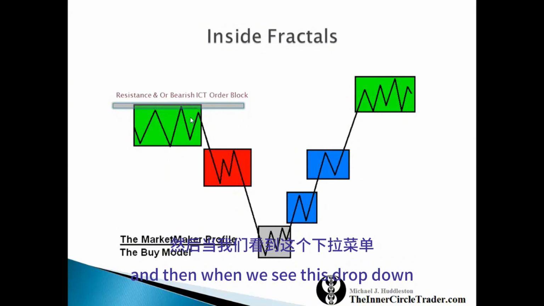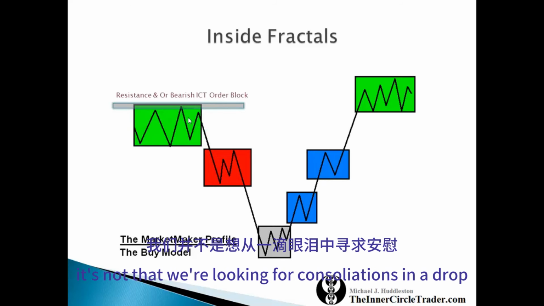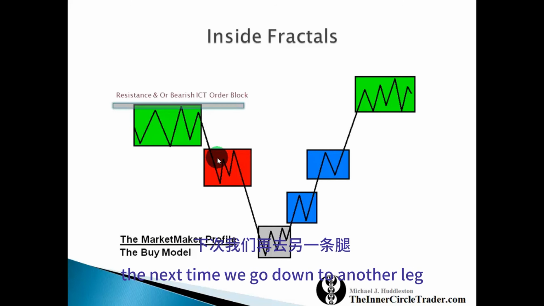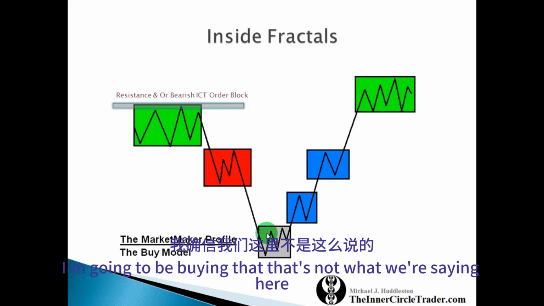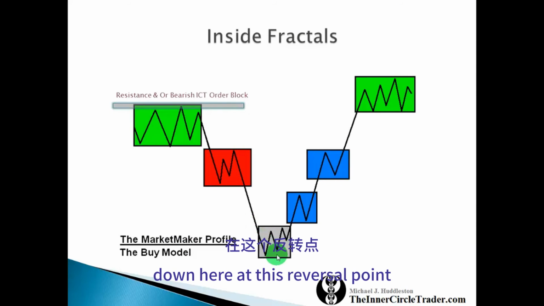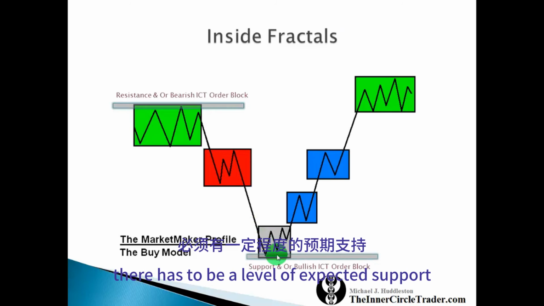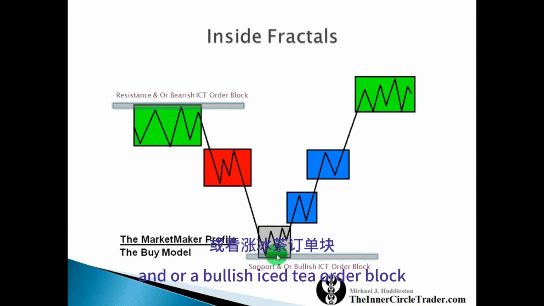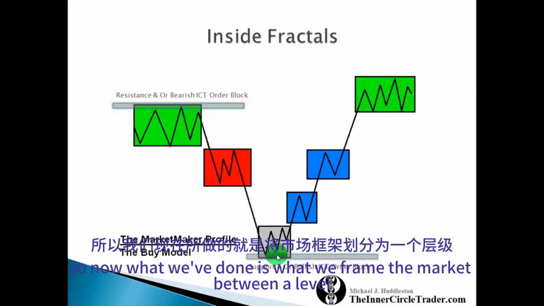And then when we see this drop down, it's not that we're looking for consolidations in a drop and then I'll say, well, the next time we go down to another leg, I'm going to be buying that. That's not what we're saying here. Down here at this reversal point, there has to be a level of expected support and/or a bullish ICT order block.